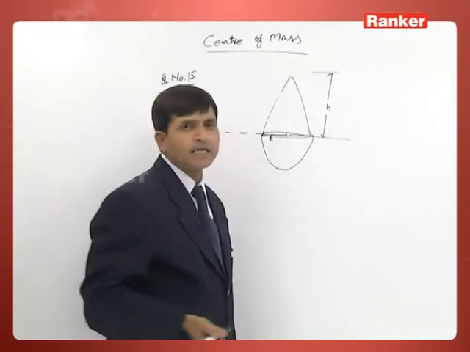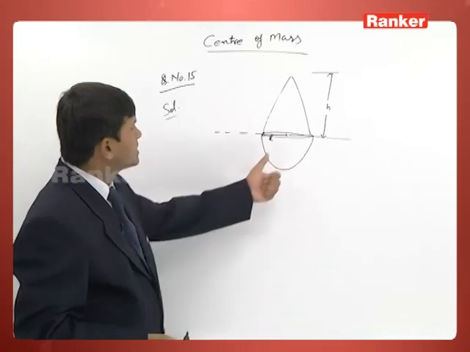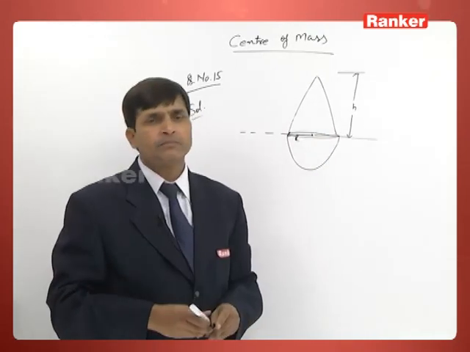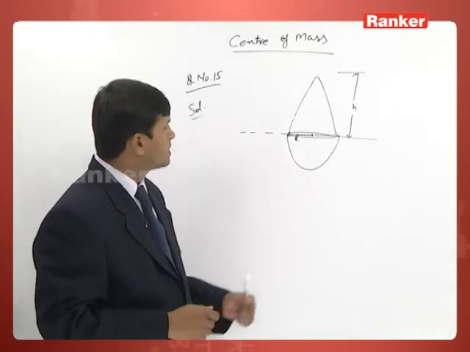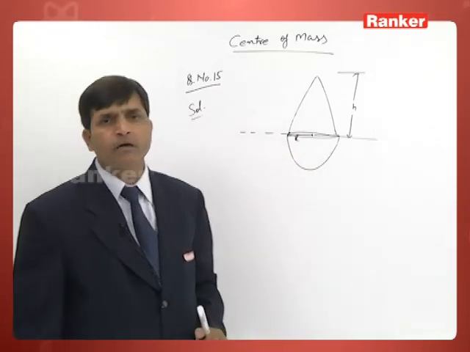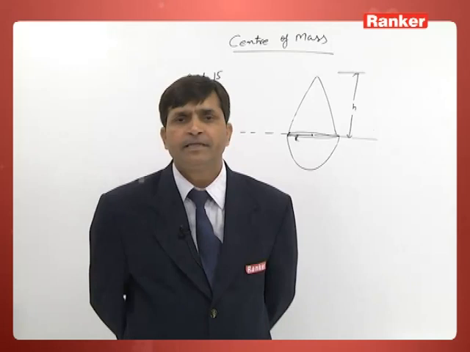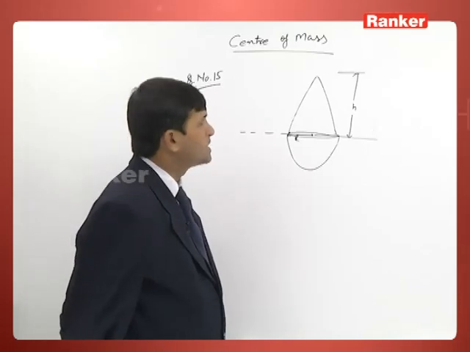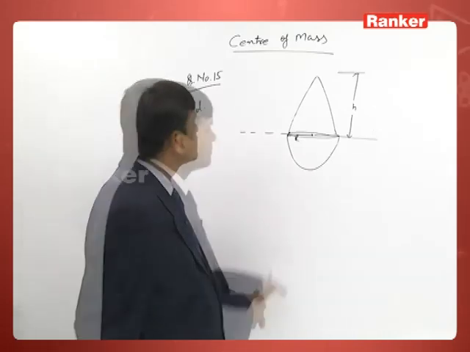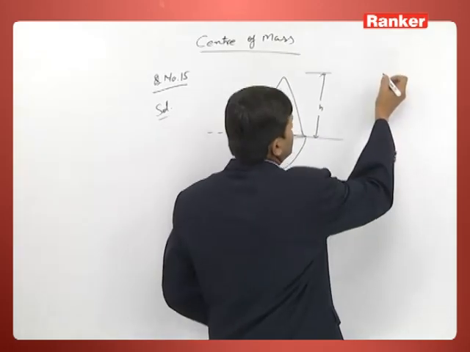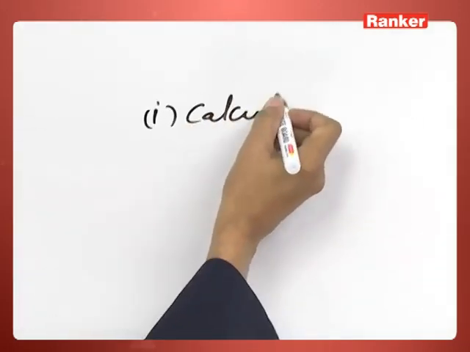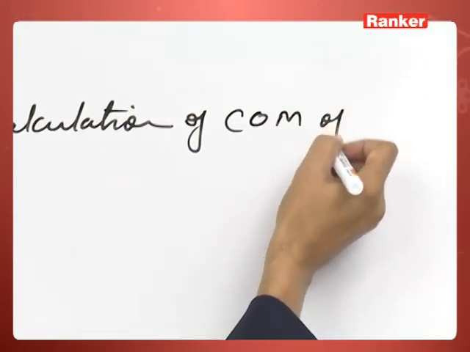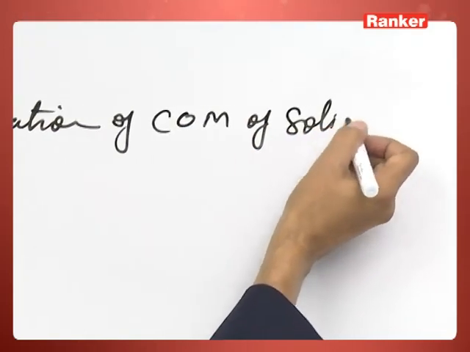So the height of the cone they are asking, and it is given that this has the same mass per unit volume. See, first we will calculate the center of mass of the solid hemisphere and the center of mass of the cone. Then only we can determine the exact height. The first calculation is the center of mass of a solid cone.